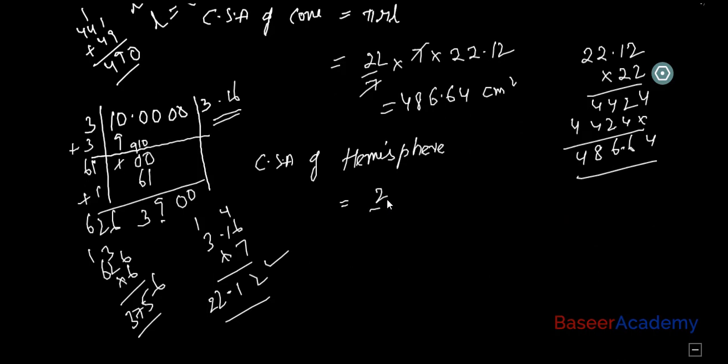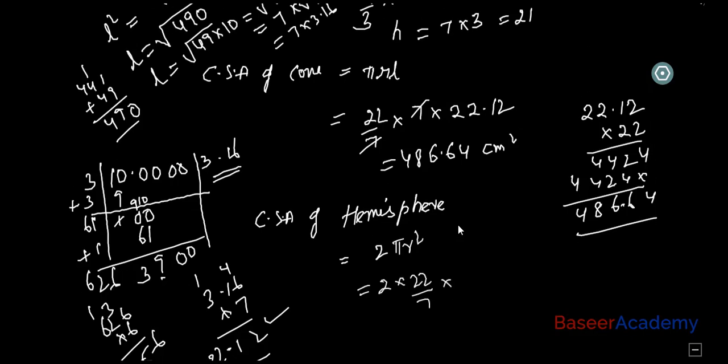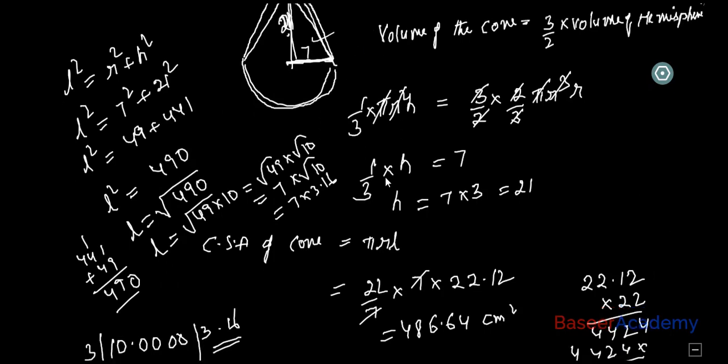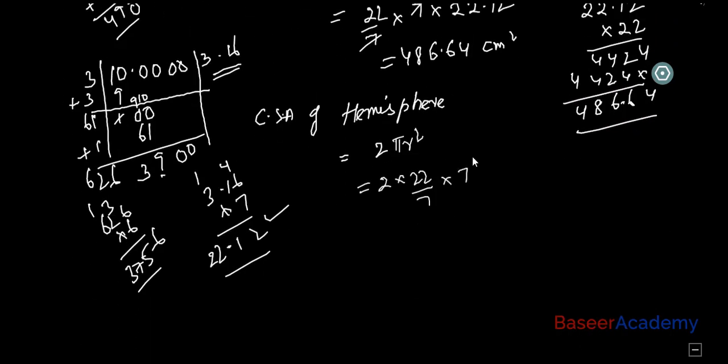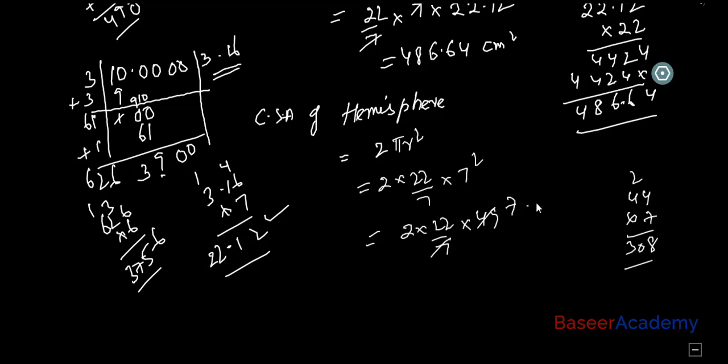Curved surface area of hemisphere is 2 pi r square, right? 2 into pi, which is 22 by 7. What is the value of r here? The value of r is nothing but 7 here, right? So I'm going to substitute the value of r as 7. 2 into 22 by 7 into 7 square. 7 sevens are 49. 2 into 22 is 44. 44 into 7 is how much? 7 4s are 28. 29, 30. 308.